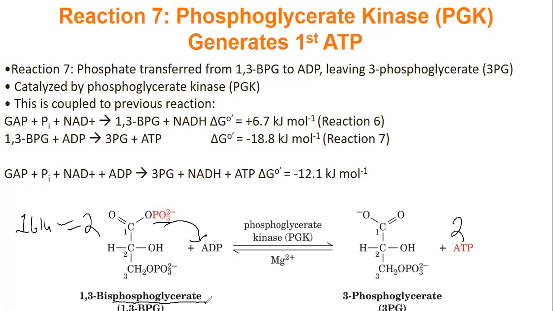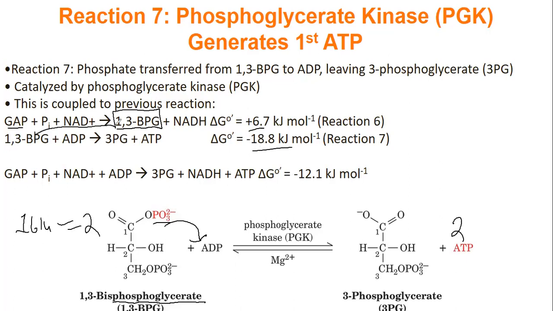So this reaction is coupled to the previous reaction. Remember, I said we're making this very high energy compound. So that has a positive delta G, because even though it is favorable to oxidize this aldehyde from GAP, overall it's still positive delta G, so not spontaneous. But we use it directly in the next step to make ATP, very negative.